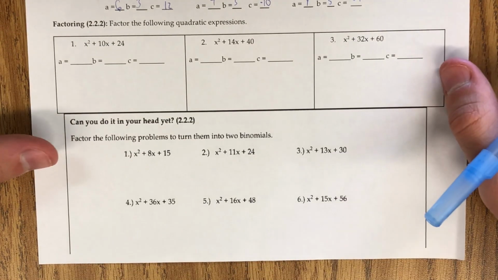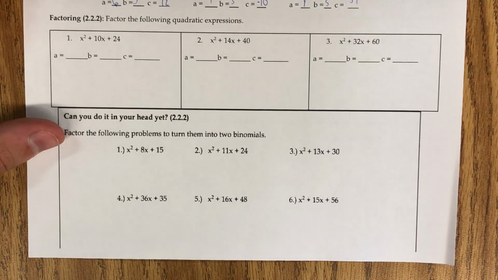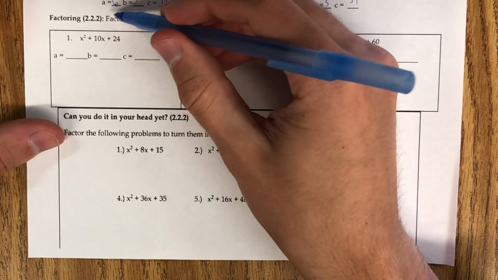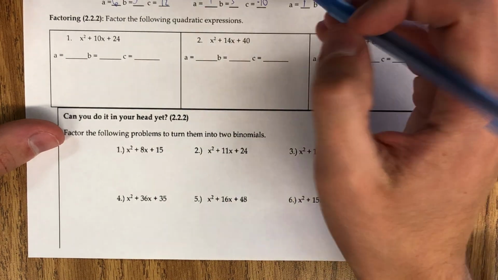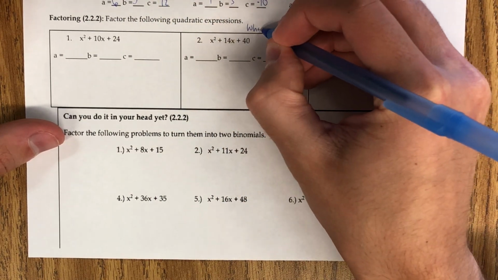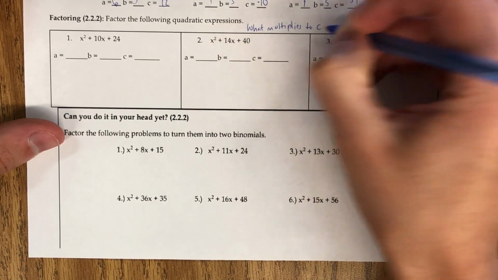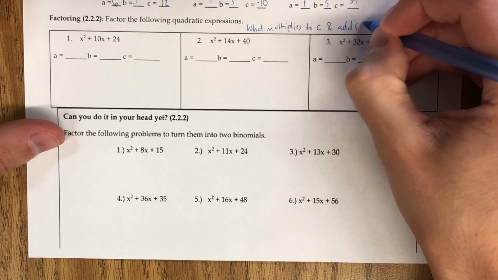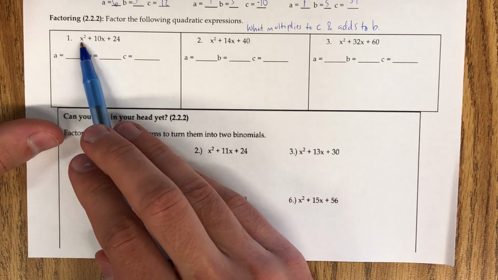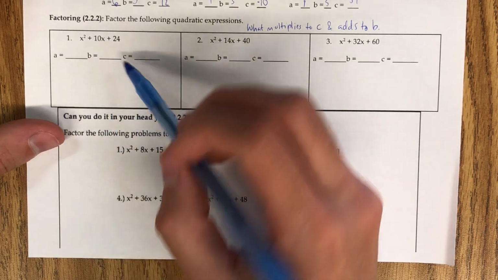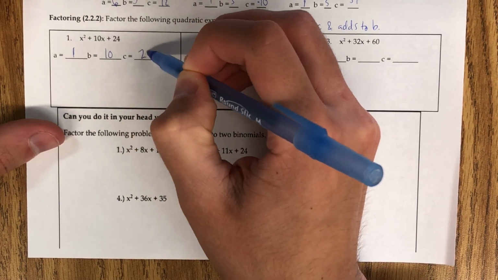So what we're doing here with factoring now is covering the most important piece of this unit today. In the way that we factor the following quadratic expressions, we want to think: what multiplies to c and adds to b? So as we look here, let's start just by identifying a, b, and c. Our A here is 1, our B here is 10, our C here is 24.